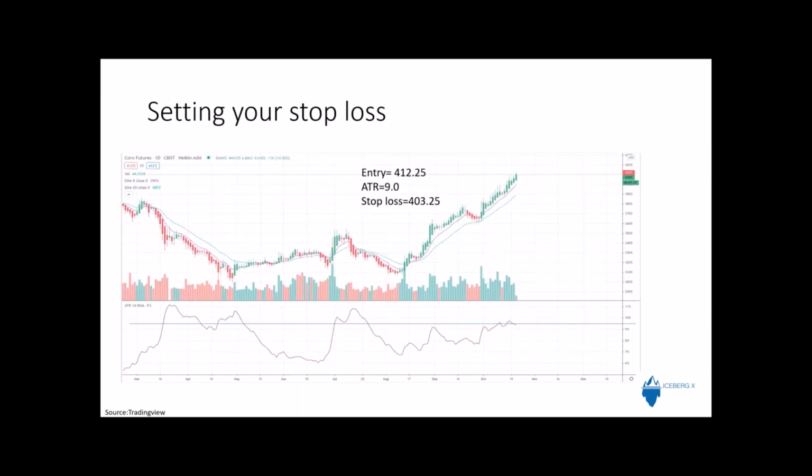Just to show an example, let's look at corn futures. The ATR value is about 9 cents. Assuming you just entered at about 412 cents, with an ATR of 9 cents at the current point in time, if you go with a 2 to 1 ratio, your risk level will be 9 cents. So you get stopped out whenever it hits 403 cents. This is how you place a stop loss, and it's very important for you to do that. This is assuming a 2 to 1 risk to reward ratio. Obviously, you can adjust the risk to reward ratio according to the market, your comfort level, and your confidence level as well.